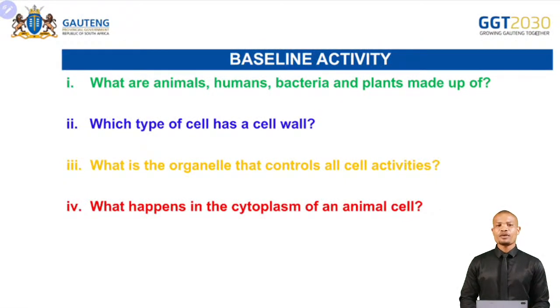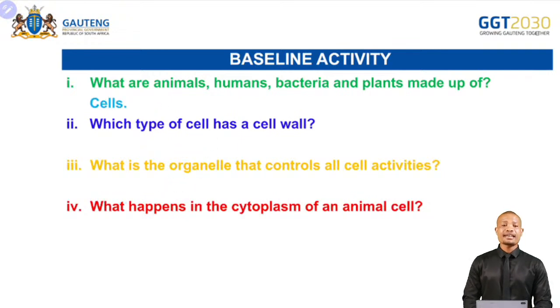All right, learners, welcome back. I hope you were able to answer these 4 simple questions. So let's begin with the first one. What are cells, humans, bacteria, and plants made up of? What do you think? Yes, that's correct. They're made up of cells.